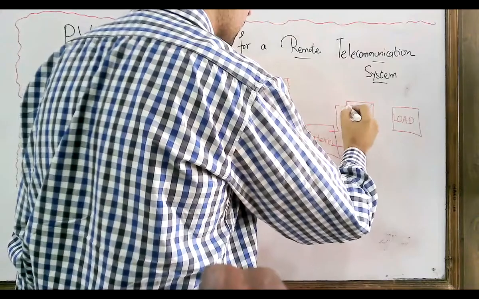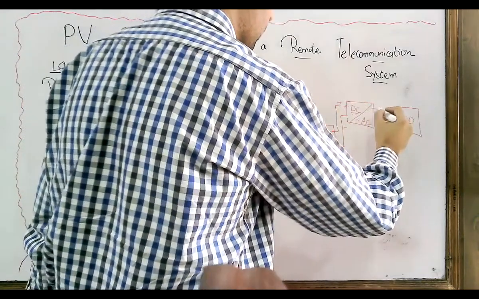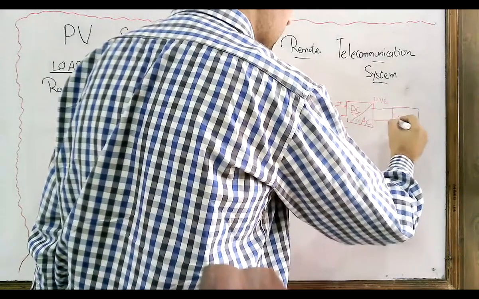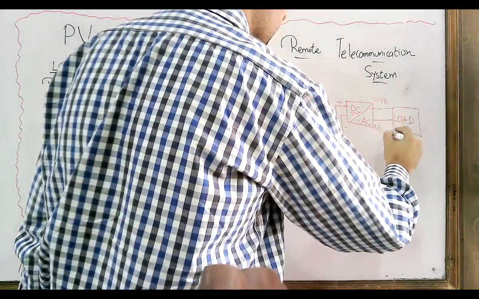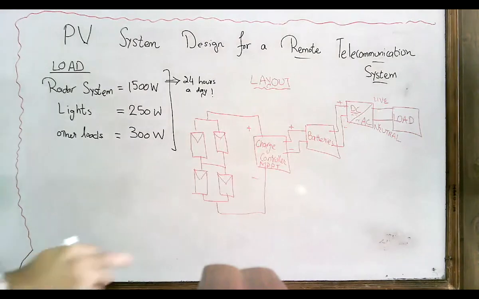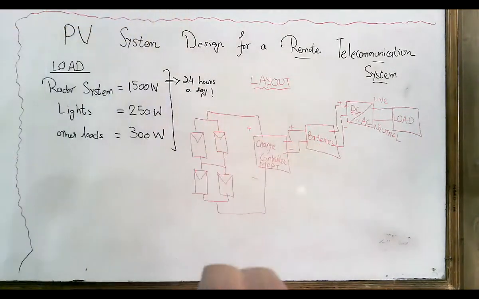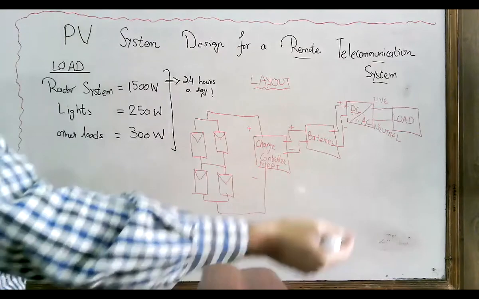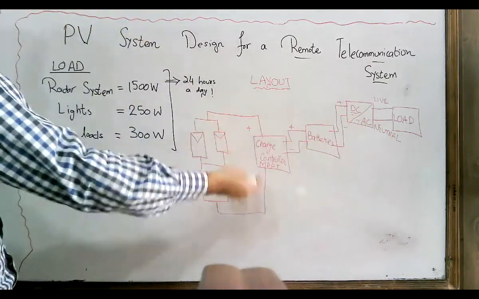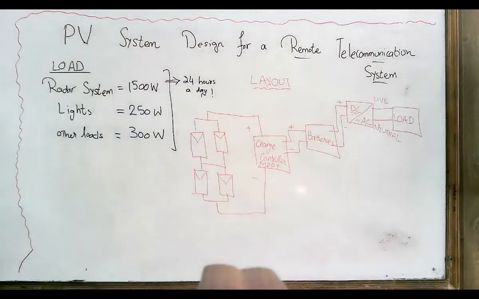which will be converted to AC because our loads are AC. So this is live and this is neutral. This will be our basic layout of the whole design. The thing is that you should be able to know the battery rating, the charge controller rating, the inverter rating, and the rating of this PV array. So this is the important design step.